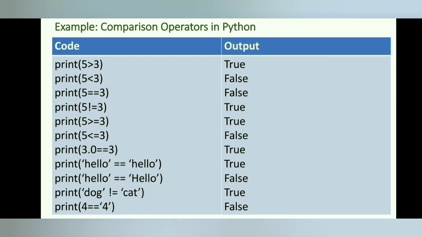Using comparison operators, we can compare integers to integers, floating point numbers to floating point numbers, as well as integer to floating point numbers. We can even compare strings. The output will be based on the alphabetical order.